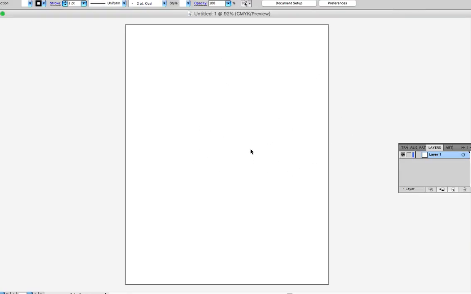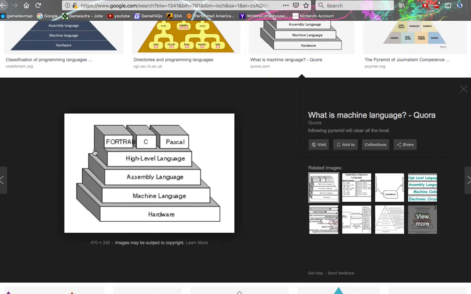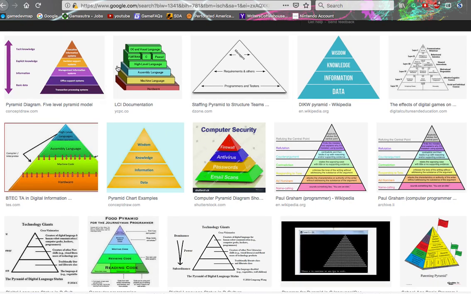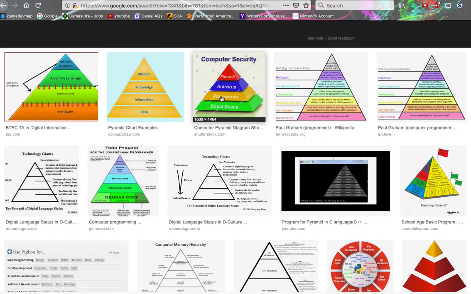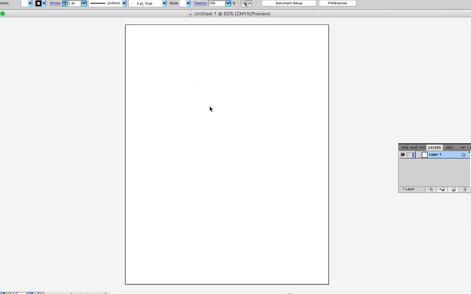Hello, students. So, let's talk about computers. More specifically, let's talk about how computers talk to us. Now, there are many different ways to look at this. I mean, this is a pyramid, this is a pyramid, this is a pyramid. There's a lot of different pyramids that have been trying to explain the process of how coding works. But think of it like this.